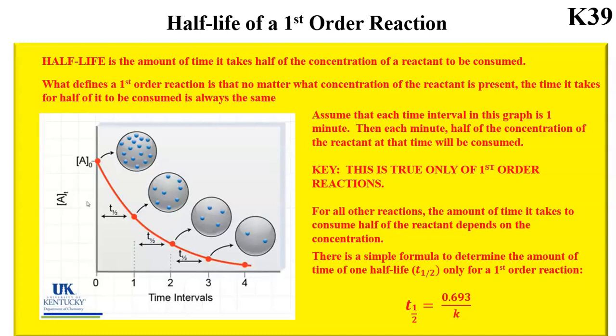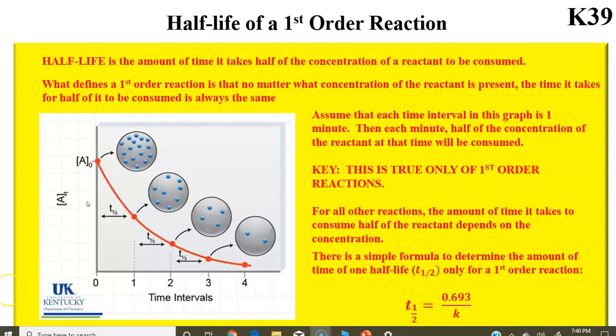Okay, half-life. So the half-life of a first-order reaction. Half-life is the amount of time it takes half of the concentration of a reactant to be consumed. A first-order reaction is one where, no matter what concentration of the reactant is present, the time it takes for half of it to be consumed is always the same. So, assume that each time interval in this graph is 1 minute. Then each minute, half of the concentration of the reactant at that time will be consumed.